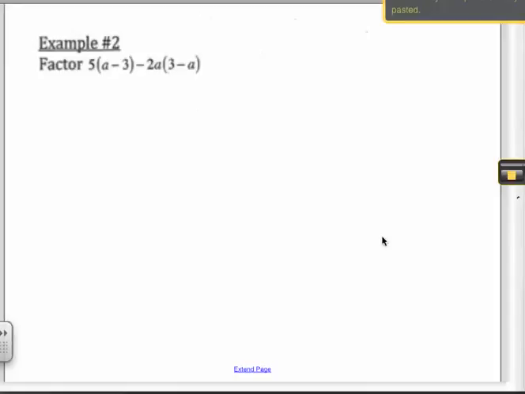Okay, guys, example number 2. Now, this one has two terms. Oh, it has 5 times a minus 3, and it has negative 2a times 3 minus a. Now, this looks almost right, but it's not quite right.